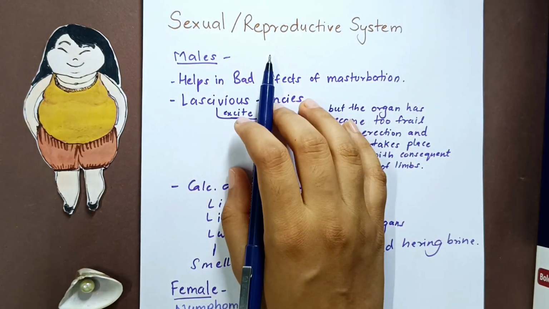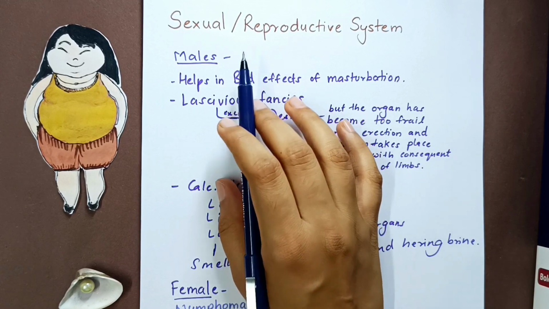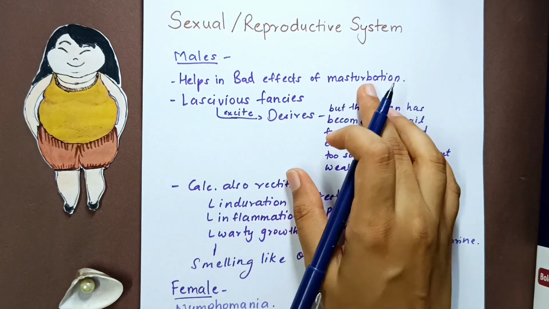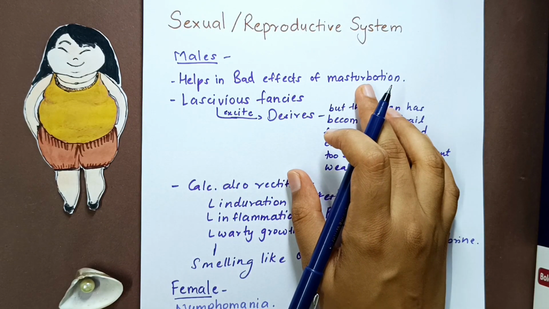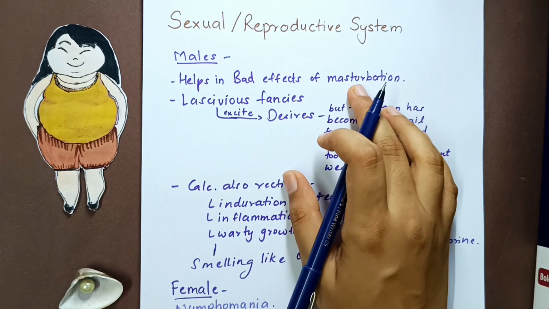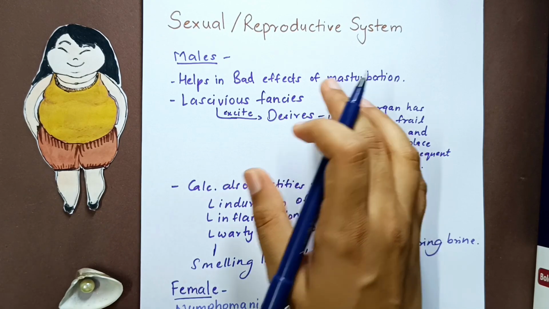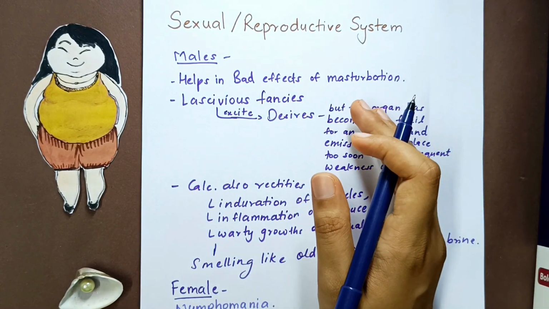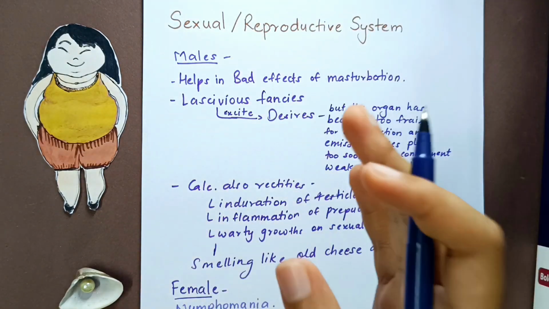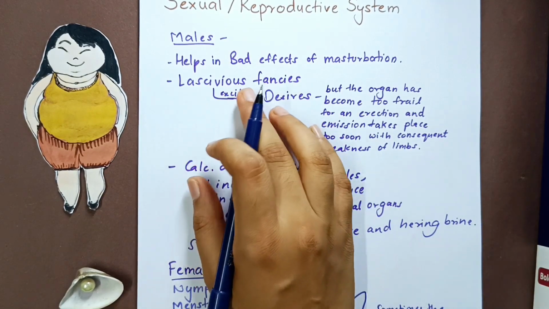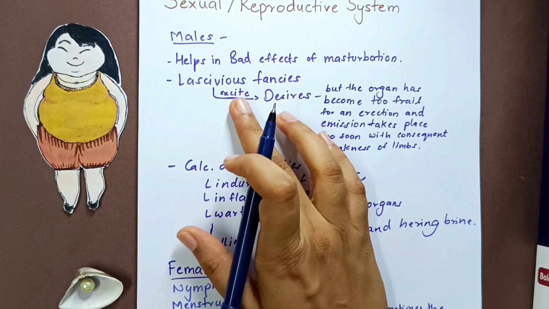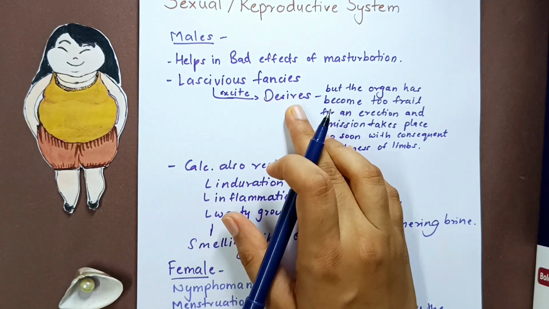Next we go on to the reproductive system. First we'll talk about males, then we'll come to females as well. In males it helps in bad effects of masturbation. Many patients can have a habit of excessive masturbation. So bad effects will arise because of excessive masturbation, and that can be counteracted by Calcarea if other symptoms also match. If the patient is a Calcarea patient, if the patient has all those general points that we've talked about, then whenever they have these lascivious fancies, it will excite their desires, okay, sexual desires.